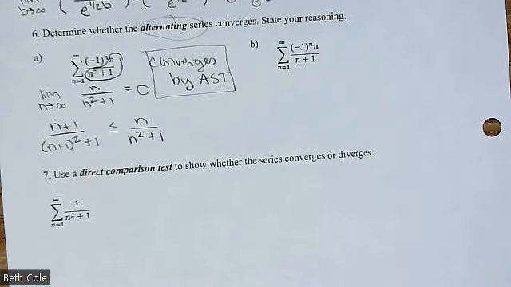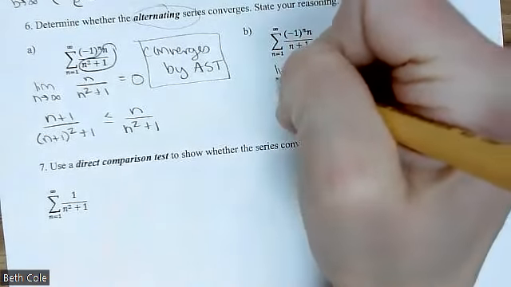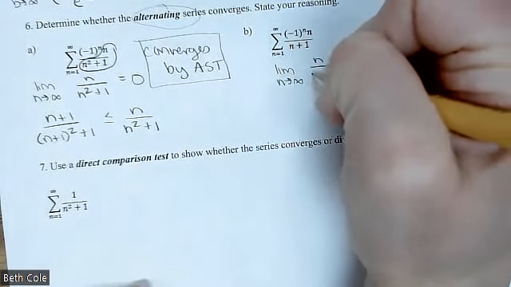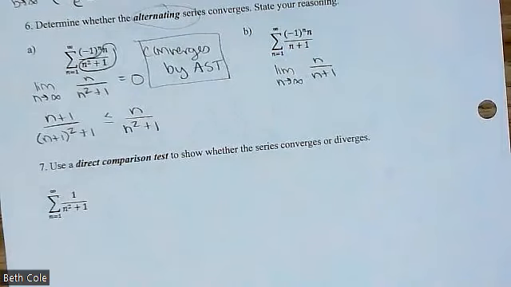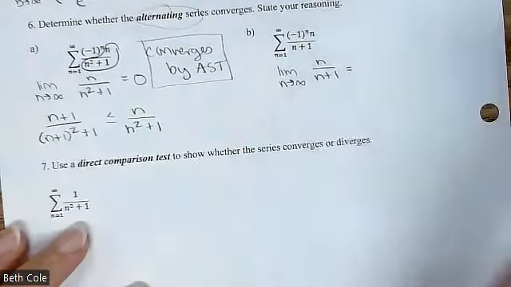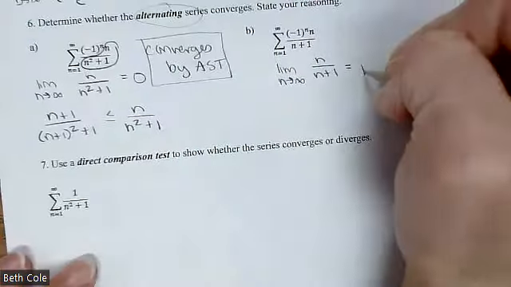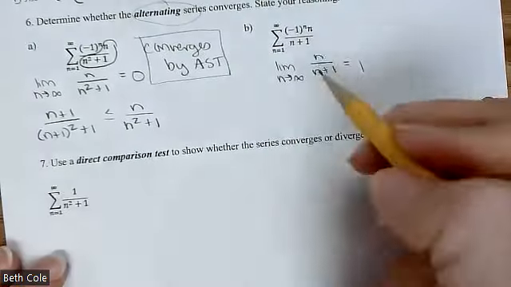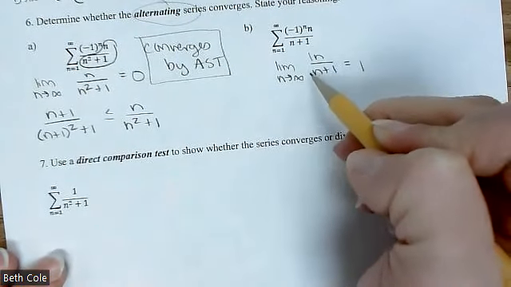All right, so looking at B, you would do the limit as n goes to infinity of all of it without the negative part. So where does that go? It goes to, why is it 1? Coefficients. This is n and this is n, so you'd use the coefficient.